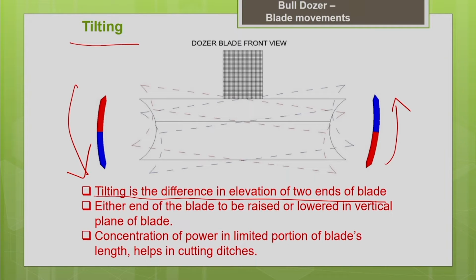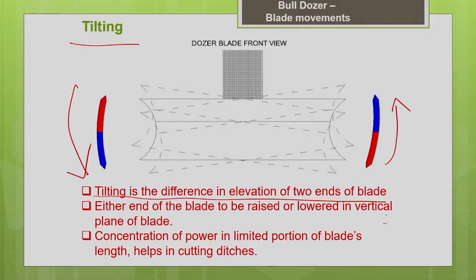Why should we tilt the blade? Basically, when we encounter a tough terrain like very hard soil or consolidated clay, we need more concentration of power. If you raise one end of the blade, only the remaining portion is in contact with the ground. So the concentration of power will be more in that limited portion of the blade, and it will be very easy to cut the hard terrain.